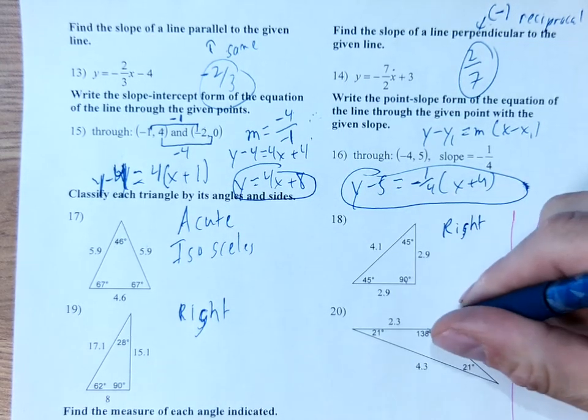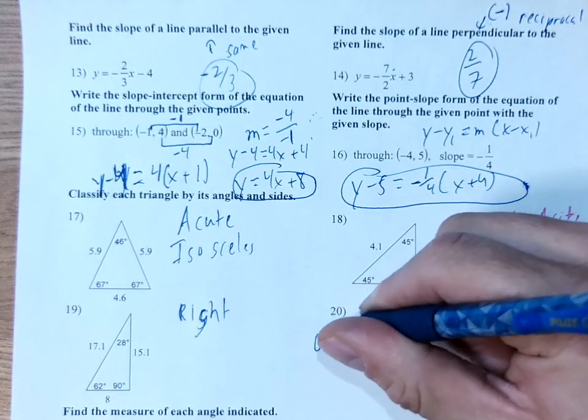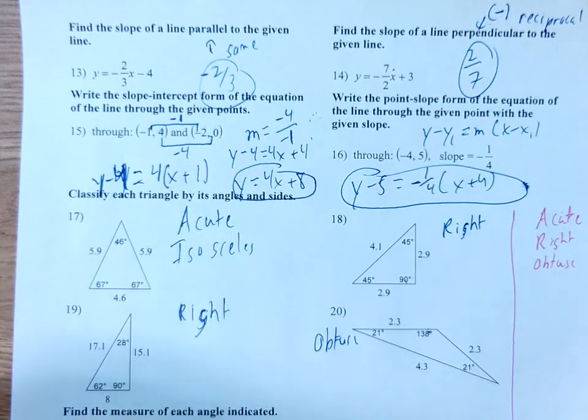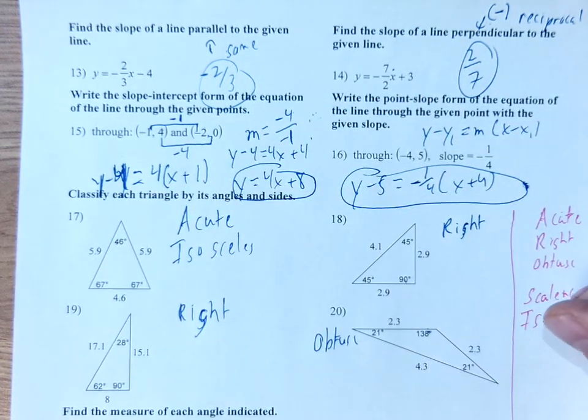And here we have an obtuse angle. So this one is obtuse. So there are the angle names. Side names. Scalene is if all of them are different. Isosceles is if 2 are equal, like we just did. And then equilateral is if all of them are the same.